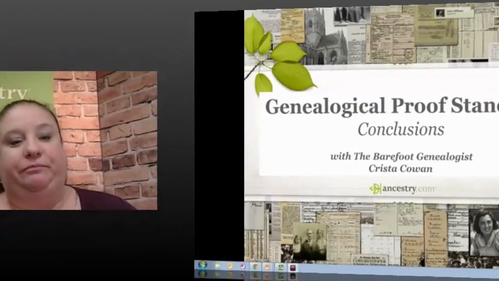Today we are doing the sixth in our six-part series about the Genealogical Proof Standard. Today we're going to be talking about conclusions in your genealogy research. So we'll do a quick review of the previous 4 steps of the Genealogical Proof Standard, and then we'll talk about how to write conclusions that support the research that you're doing in your family history. Let's go ahead and dive in.